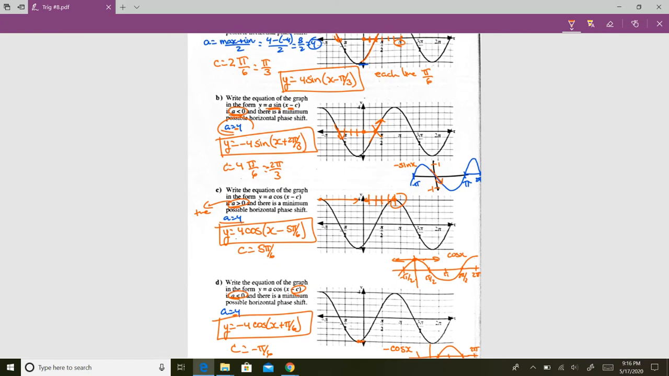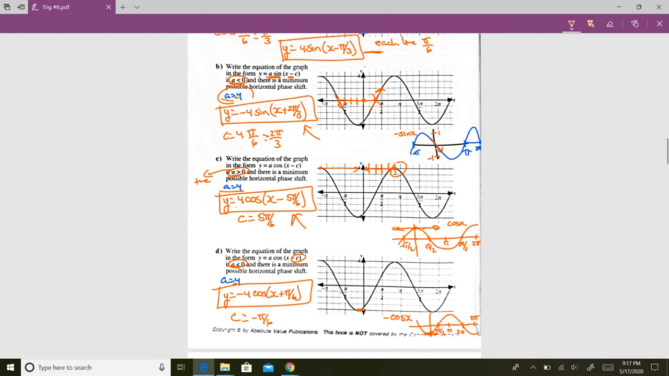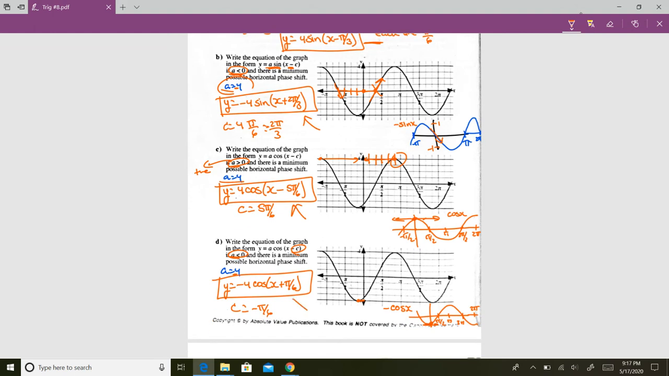All right. So we have four different equations. 4 sine x minus pi over 3, negative 4 sine x plus 2 pi over 3, 4 cos x minus pi over 6, and negative 4 cos x plus pi over 6. They all give us the same graph. You can plug them into Desmos, you will get the same graph. Okay, so that's pretty cool.